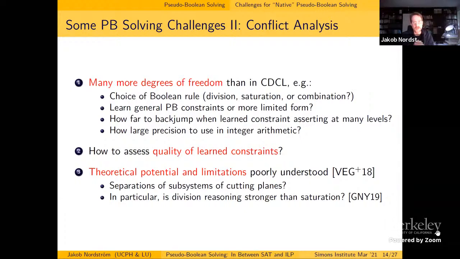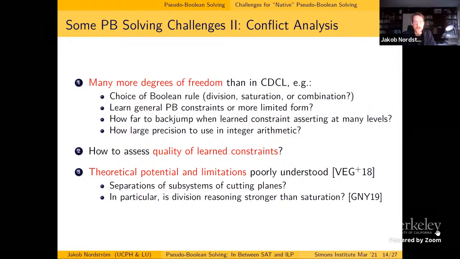And there are also interesting theoretical questions about understanding different subsystems of cutting planes. For instance, how does cutting planes with division compare to cutting planes using saturation? Lots of room for improving our understanding there.